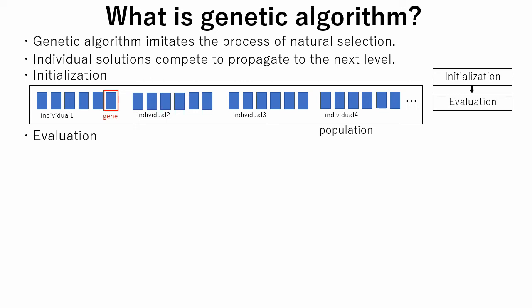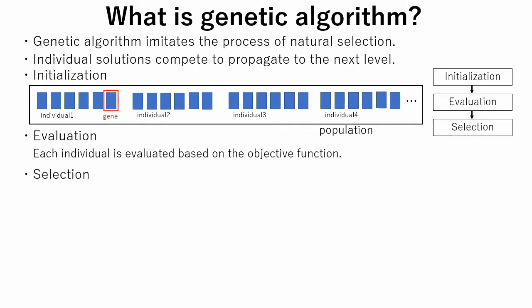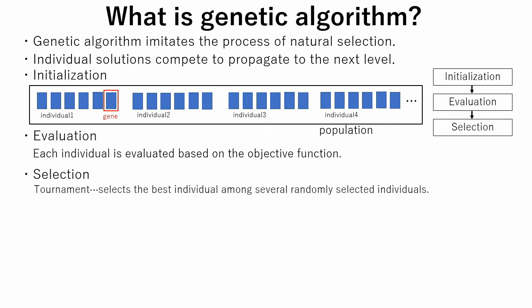The second stage is evaluation. Each individual is evaluated based on the objective function. In our case, the objective is to keep the pole as straight as possible and keep the cart as near to the center as possible. Next, selection is done. There are many ways to do selection. One of them is called tournament. This method selects the best individual among several randomly selected individuals. Another method is called roulette.